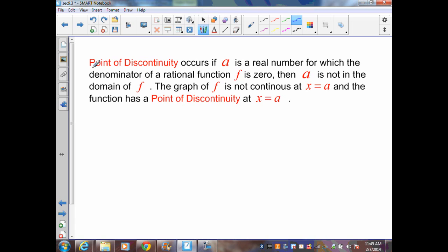On the previous slides, we've seen points of discontinuity in graphs as vertical asymptotes and as holes in a graph. Here's the definition. A point of discontinuity occurs if a is a real number for which the denominator of a rational function f is 0. Then a is not in the domain of f. The graph of f is not continuous at x equal to a, and the function has a point of discontinuity at x equal a, either as a vertical asymptote or as a hole. And we've seen that in the past 3 slides.